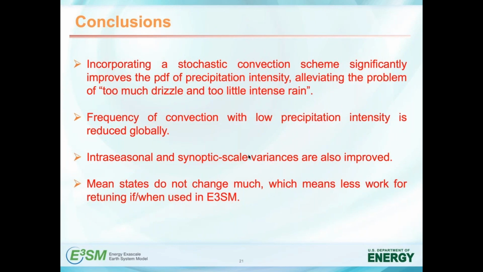Okay, and here's a summary of the talk. Incorporating a stochastic convection scheme improves the PDF of precipitation intensity, largely alleviating the too much drizzle and too little intense precipitation problem. The reduction of the drizzle mostly comes from the reduction of occurrence frequency. And the frequency of convection with low precipitation is reduced globally, not just over the tropics. And the intraseasonal and synoptic-scale variances are also improved.